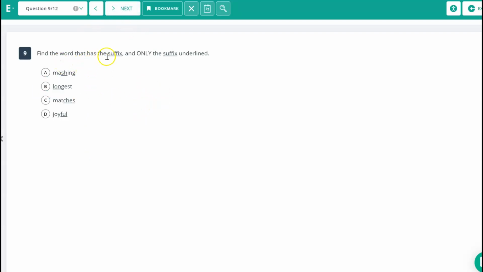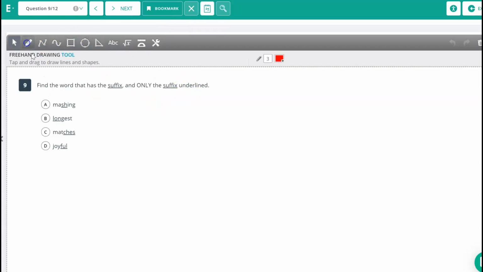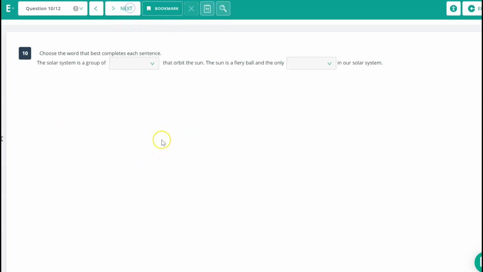Find the word that has the suffix and only the suffix underlined. Let's see if this one will give us a right answer. So if it's not at the end, it doesn't have the suffix underlined. So I'm going to cross out the ones that don't have the end underlined, and then I have 2 options here. This is matches and joyful. Which one is a root word, can stand alone? Well, mat is just part of match, so that one wouldn't work. So joyful has to be our answer. Click next.